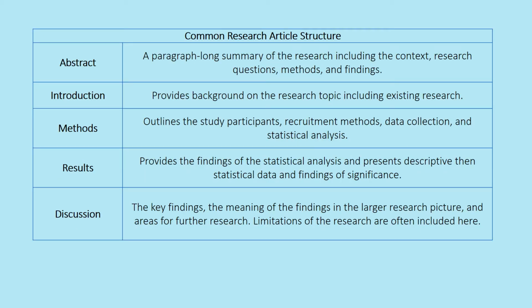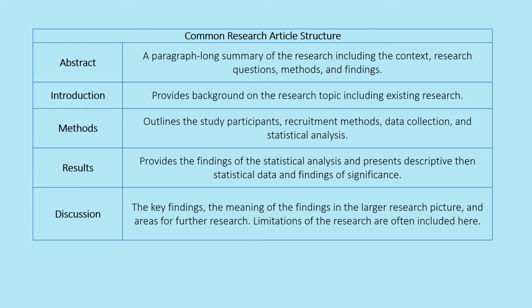And the last thing I'd like to touch on is common research article structure. I think the class as a whole did very well knowing where to find particular areas of information from a research article. The abstract is typically a paragraph long. It's going to be a summary, and it will include contents, research question, methods, and findings. The introduction provides the background for the research and any existing research that may have been done. The methods are going to outline and detail information on the participants, their recruitment methods, how data was collected, and any statistical analysis that was done.